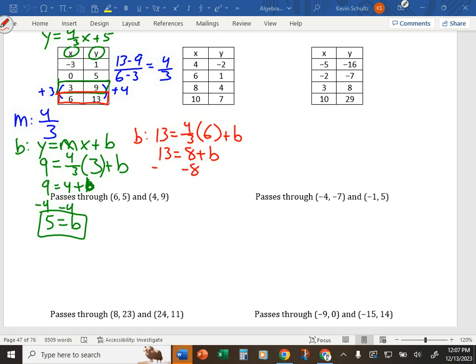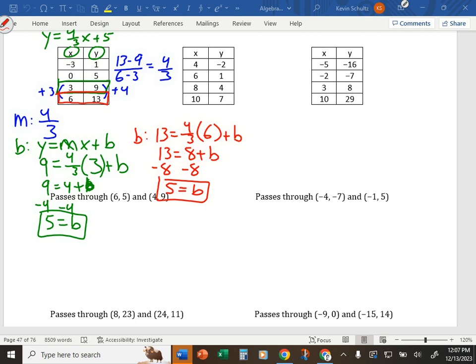Use opposite operations to get b by itself. 13 minus 8. The exact same value for b. It does not matter which ordered pair you choose. You will get the same value for b. How are we doing? The only additional piece here was finding the slope. That was it. Once you find the slope, it becomes exactly like what you did in the top part. You pick an ordered pair, you plug it in, you solve for b.